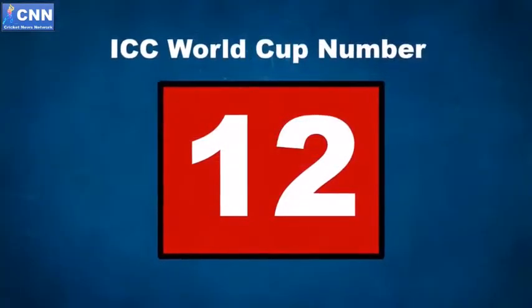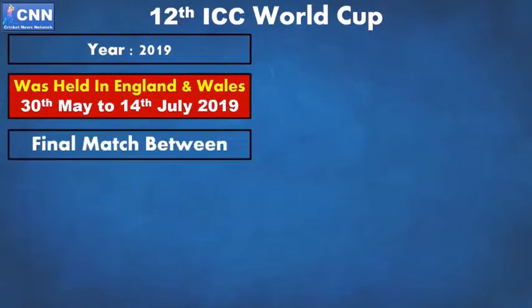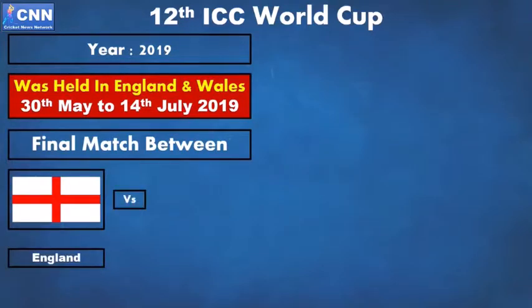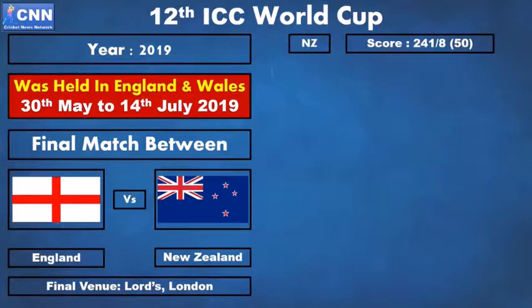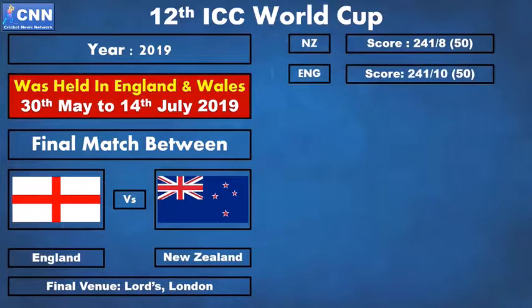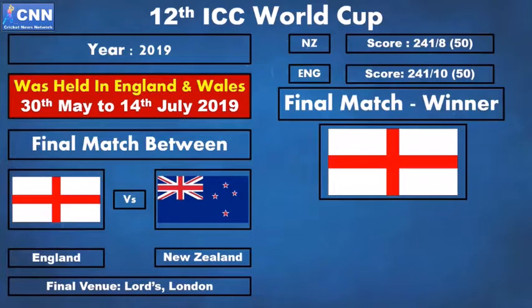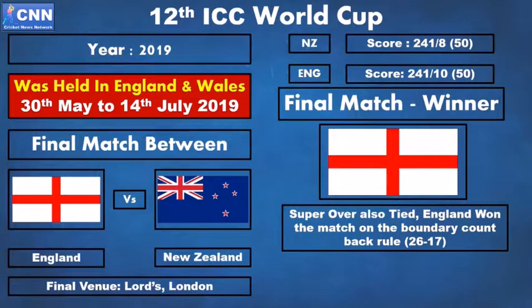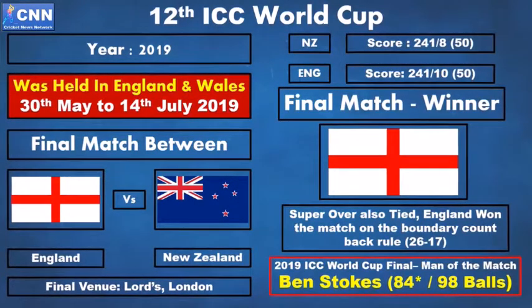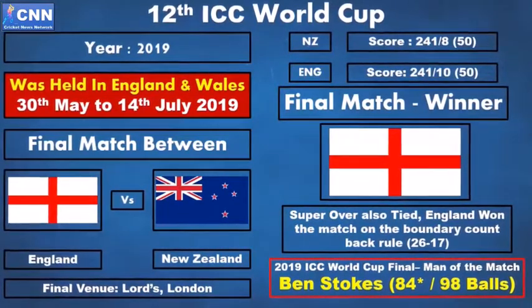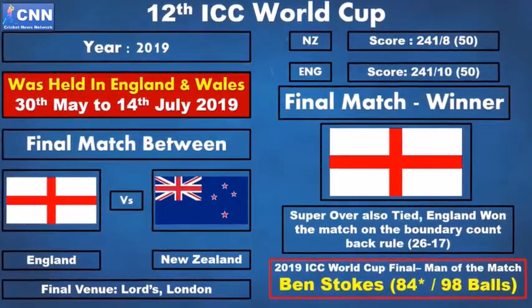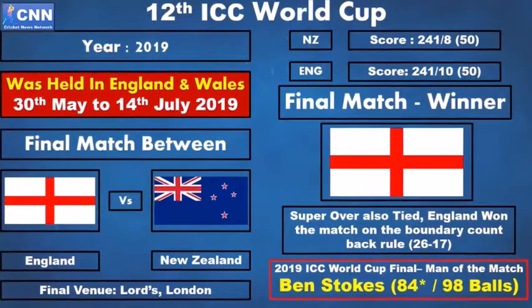ICC World Cup number 12. The 2019 ICC Cricket World Cup was the 12th Cricket World Cup and it was hosted by England and Wales, making it the 5th time England has hosted the World Cup, beginning on 30th of May and ending with the final on 14th of July. The final was played at Lord's in London, where England beat New Zealand on boundary count after both the match and the subsequent Super Over finished as ties.